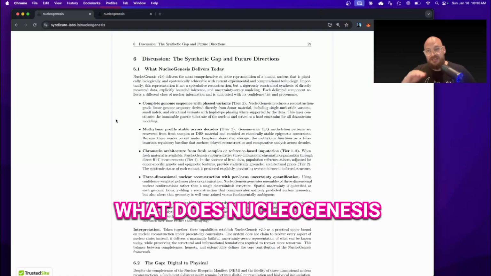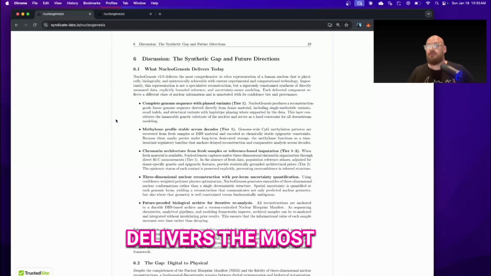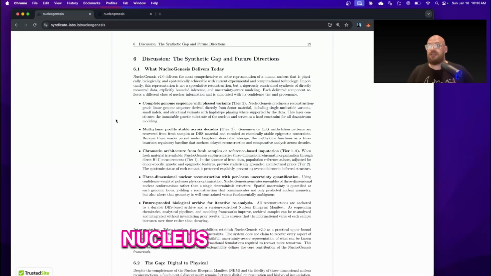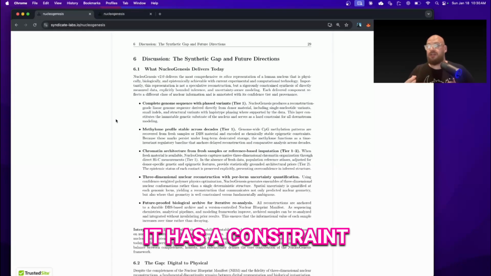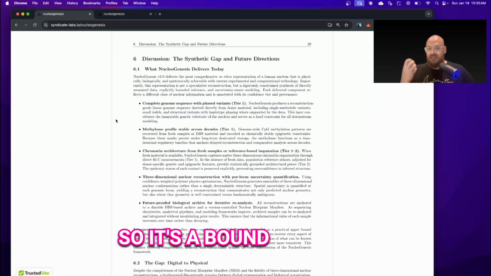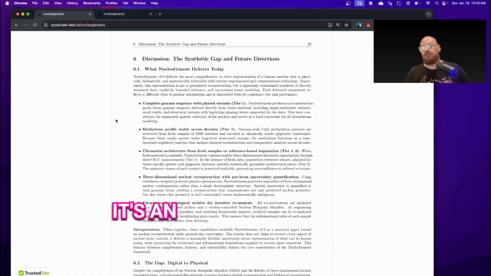So first, we're going to start out: what does nucleogenesis deliver today, right? And so nucleogenesis, as a framework, delivers the most comprehensive in silico representation of the human nucleus that is physically, biologically, and epistemically achievable with current experimental and computational technology. It is important that it doesn't just represent a speculative reconstruction, but it has a constraint in the synthesis, which is built around measured data, right? So it's bound inference, it's measured data, and with the uncertainty layer, it's an uncertainty-aware model.